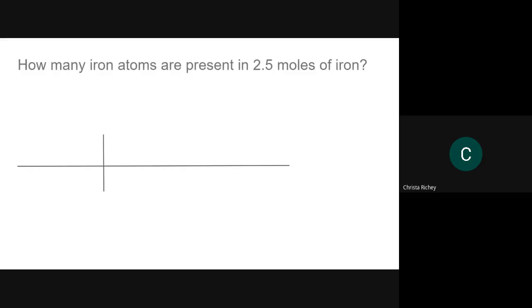Okay, on to work the problem. How many iron atoms are present in 2.5 moles of iron? First, we have to figure out what iron is. Is it an element or is it a compound? It's an element. So can you go directly between moles and atoms if it's an element?